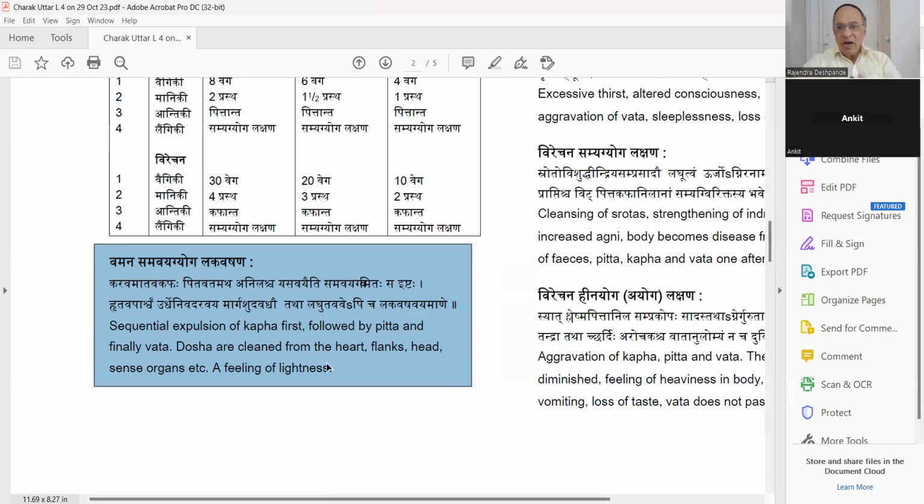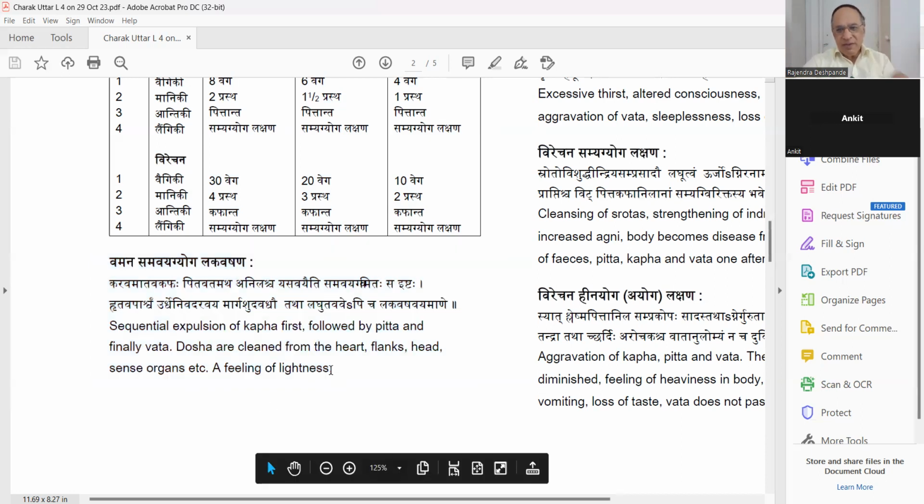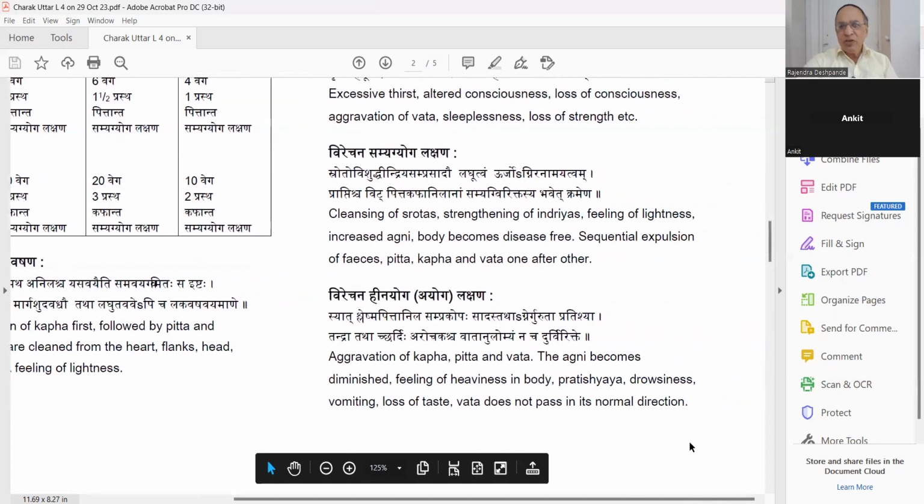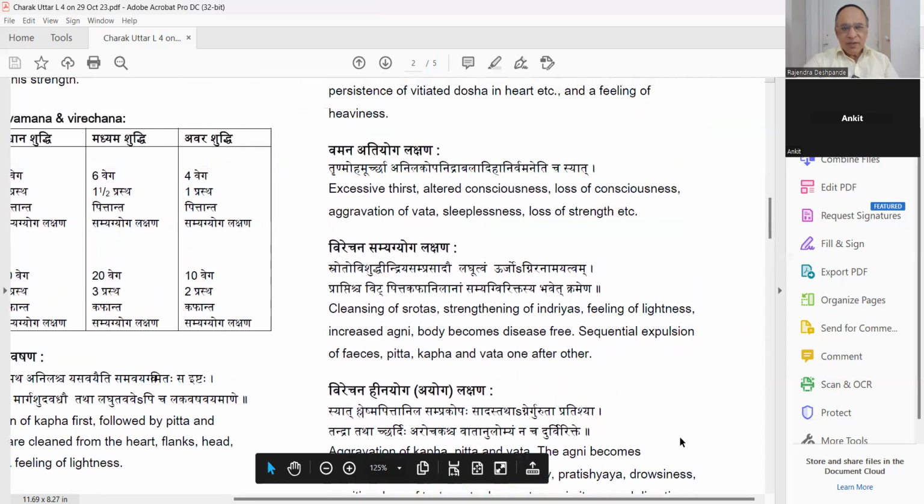The doshas are cleaned from the heart, that means the chest region, flanks, head, and sense organs, and there is a feeling of lightness. A little bit of weakness will be there, but everything accumulated as cough and all this has gone out. There is a clean feeling in the chest, flanks, head, nose and ears by doing the vomiting. So this is Samyak Yoga Lakshana. Sometimes I will try to find the proper Marathi, or you can write it down from the textbook you have purchased.